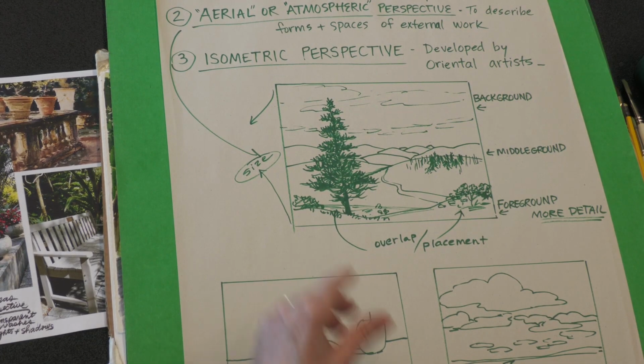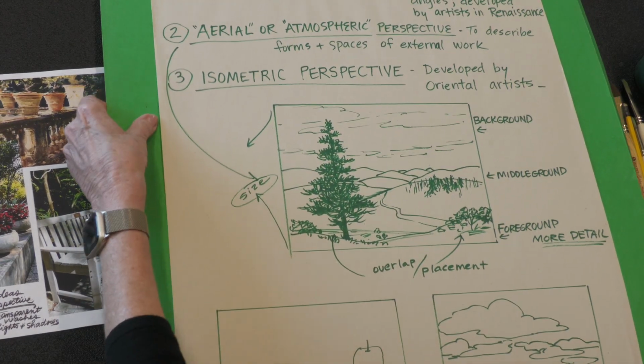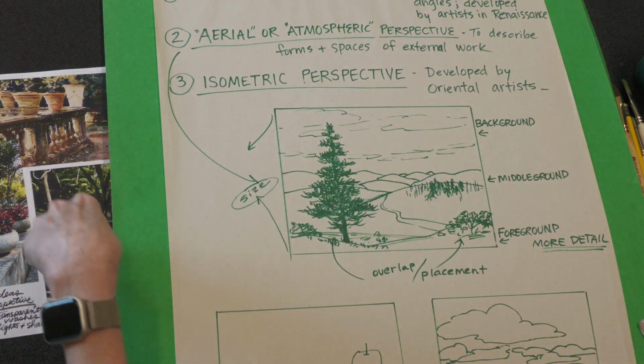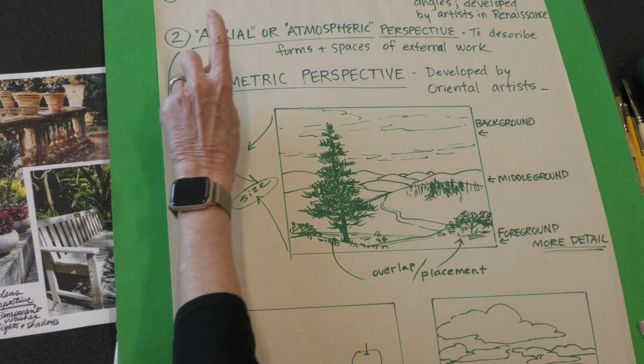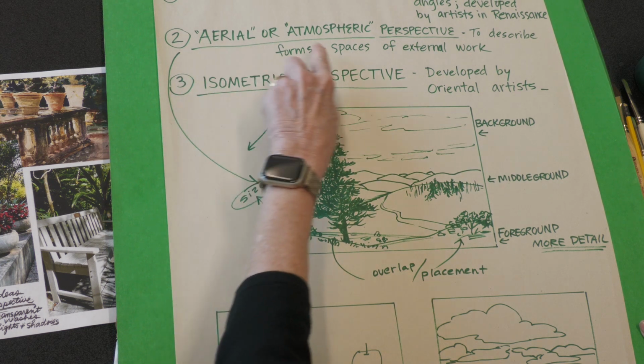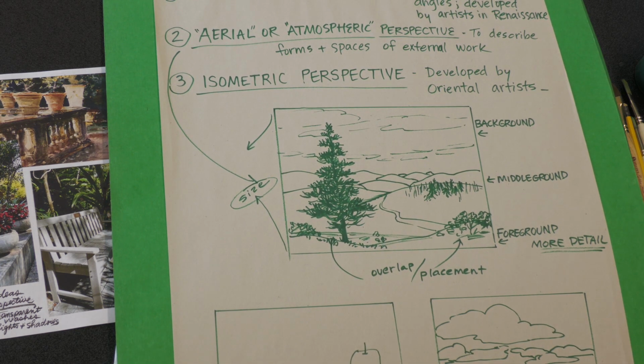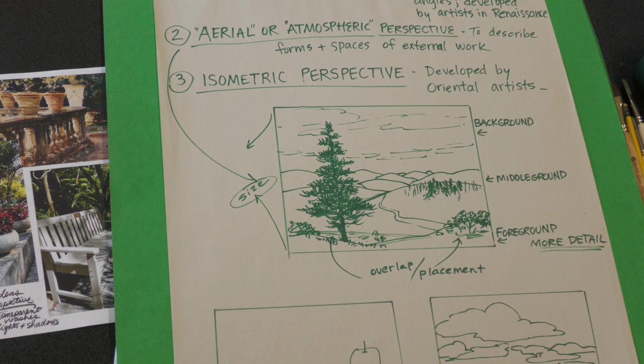Today we're going to do another lesson on two-point perspective. I thought I would explain a little bit more about perspective. We have linear perspective, which is the mathematical means of determining angles. We have what is called aerial or atmospheric perspective. I use the example of the Blue Ridge Parkway, where the mountains in the distance have an atmospheric perspective.